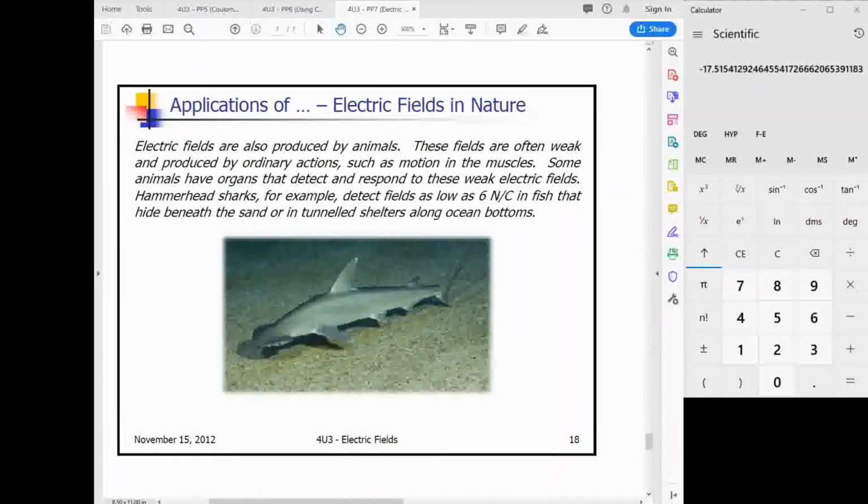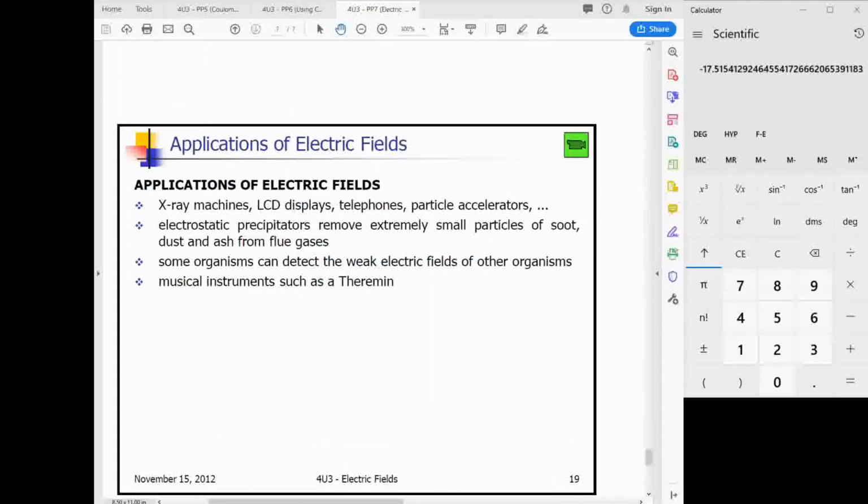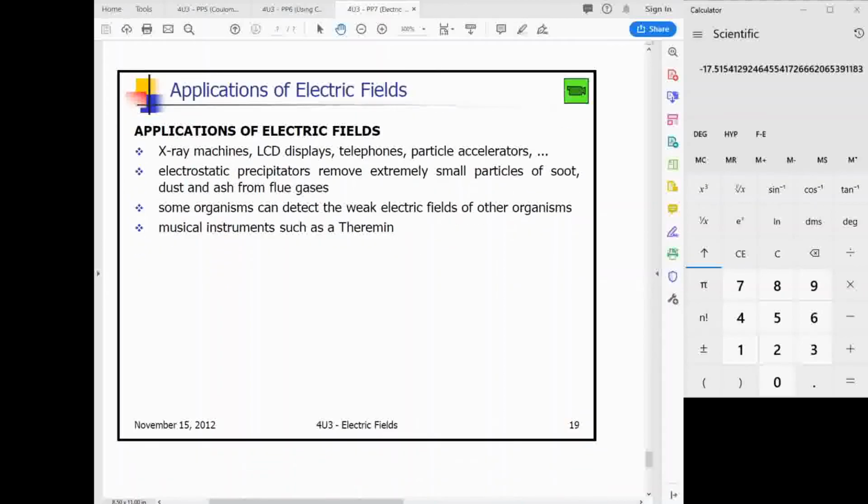There are animals that apply electric fields as well. The hammerhead shark actually detects a very low electric field of 6 newtons per coulomb, and it can find fish in the sand by determining with a special organ the electric field that fish are generating. So on this slide, I'd like you to copy down some applications of electric fields.